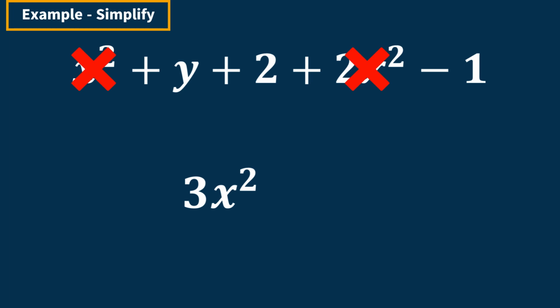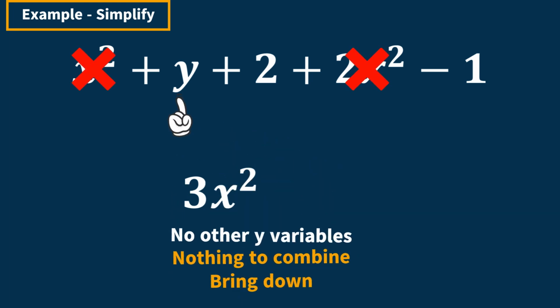Now, let's look at the next term, which is y. There are no other y variables here. Therefore, we cannot combine this with anything. When that is the case, we just write it down.